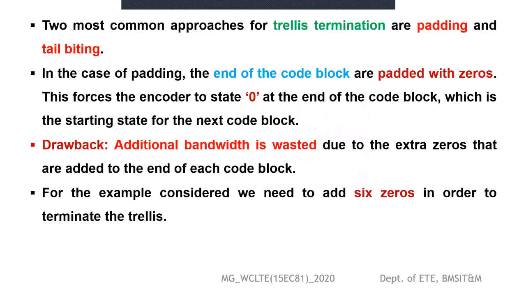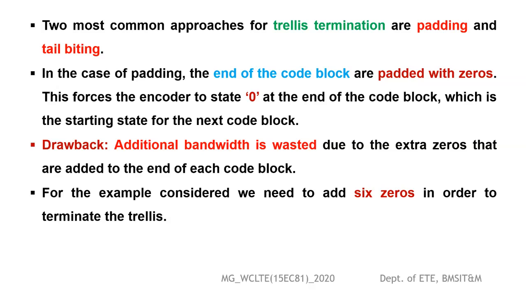So as I said, for trellis termination, there are two ways. One is padding, another one is tail biting. In case of padding, what happens is the zeros are padded at the end of the code block. Padding zeros at the end of the code block makes the encoder turn into the state 0 at the end of the code block. So that is the starting state for the next code block.